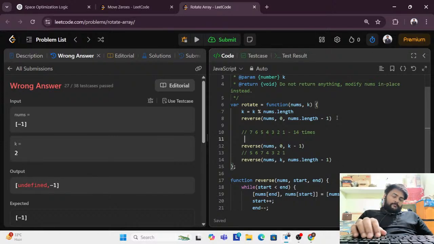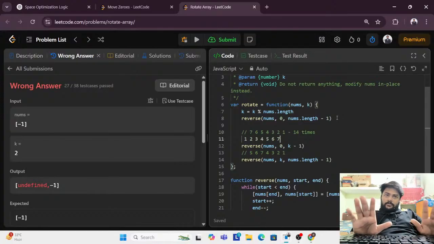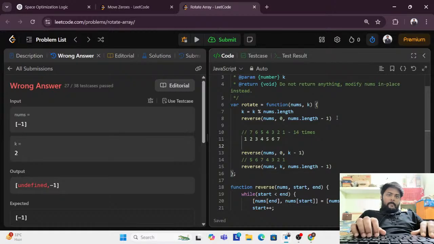Okay. 1 2 3 4 5 6 7, right? If 7 times rotation means this, when I rotate again this, right? So what it will do? 7 6 5 4 3 2 1, right? So basically, if I rotate double the times of the length of the array, it basically returns back to the original array, right? It makes the original array.